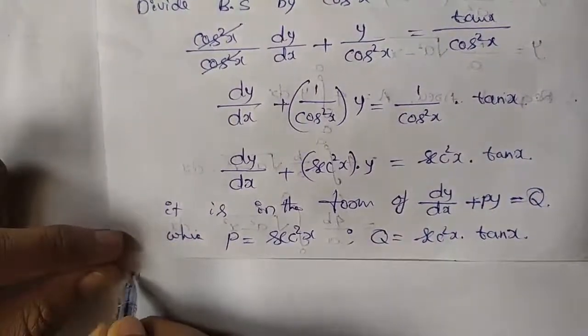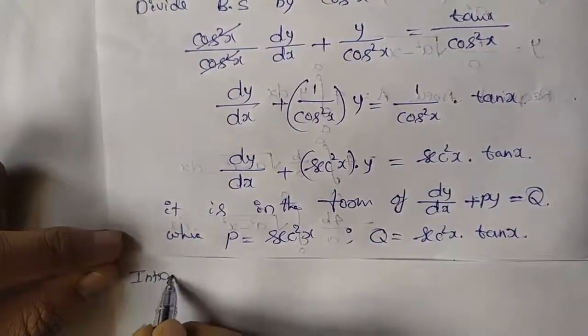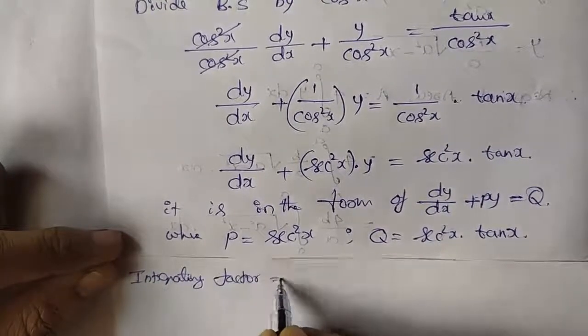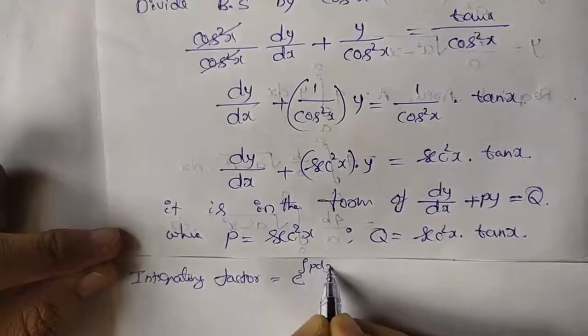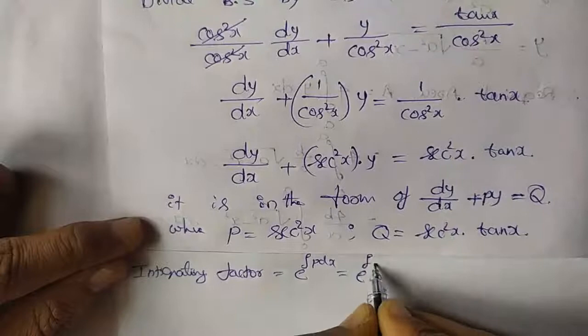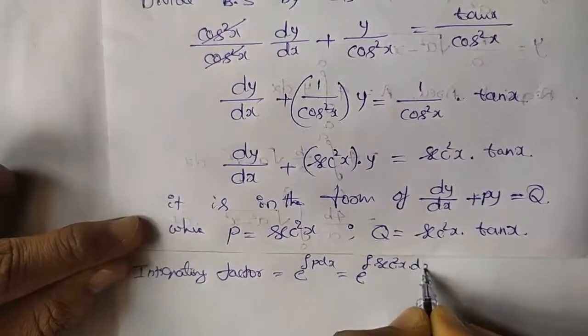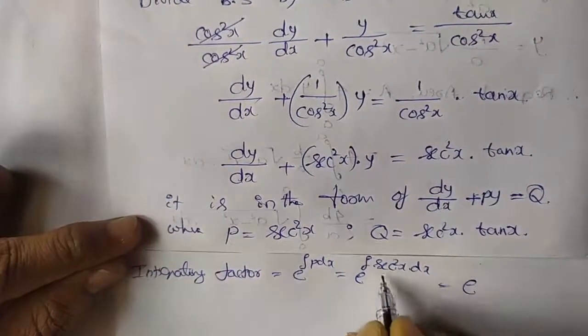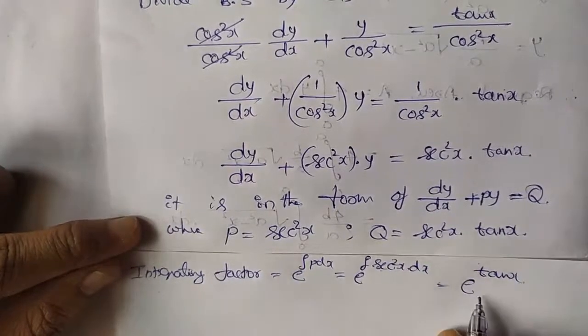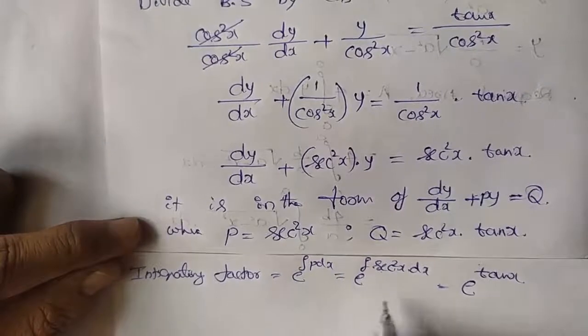Integrating factor equals e power integration of p dx, which is equal to e power integration of secant square x dx. The integration of secant square x is tan x. So the integrating factor is e power tan x.